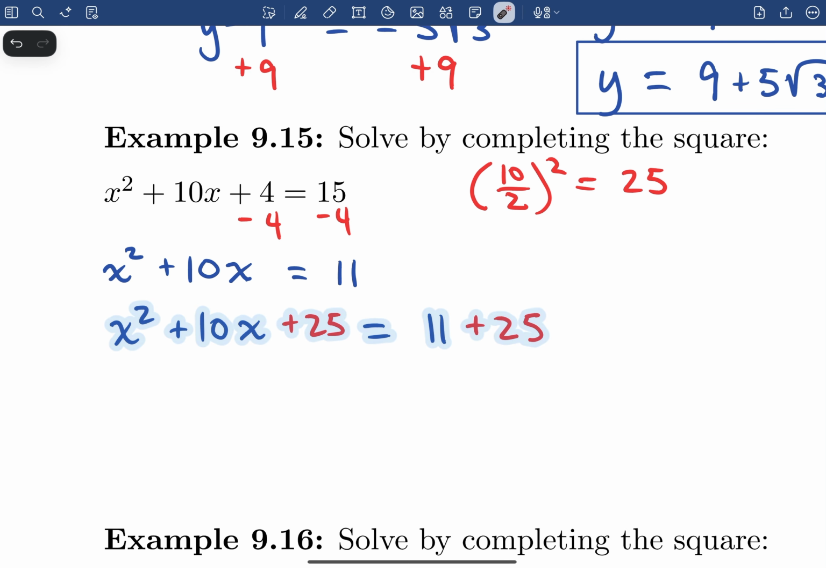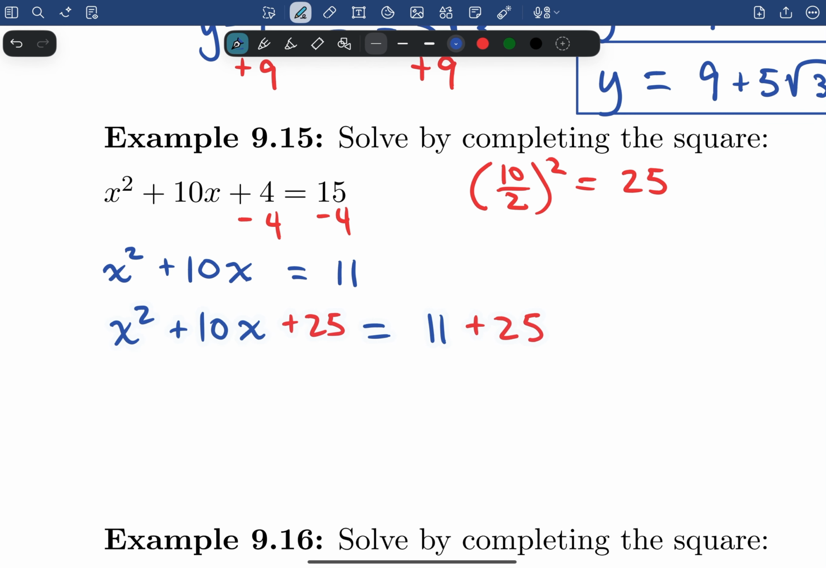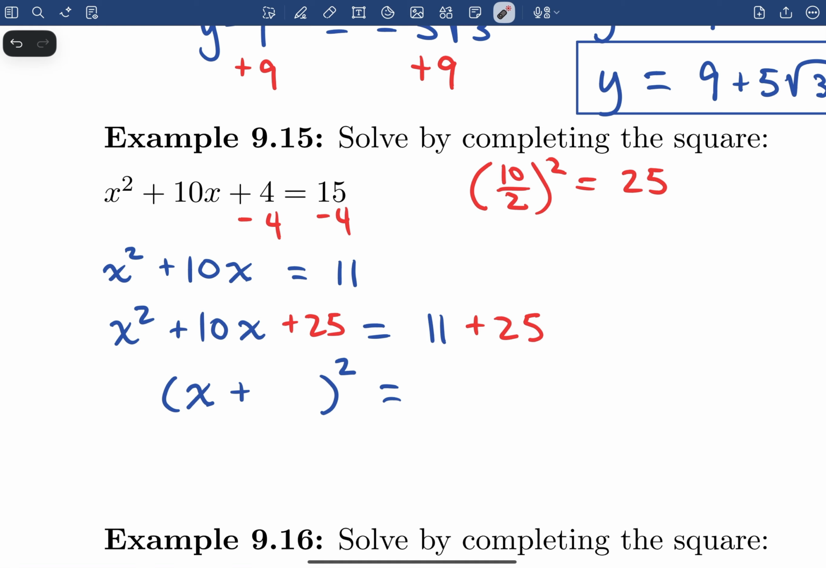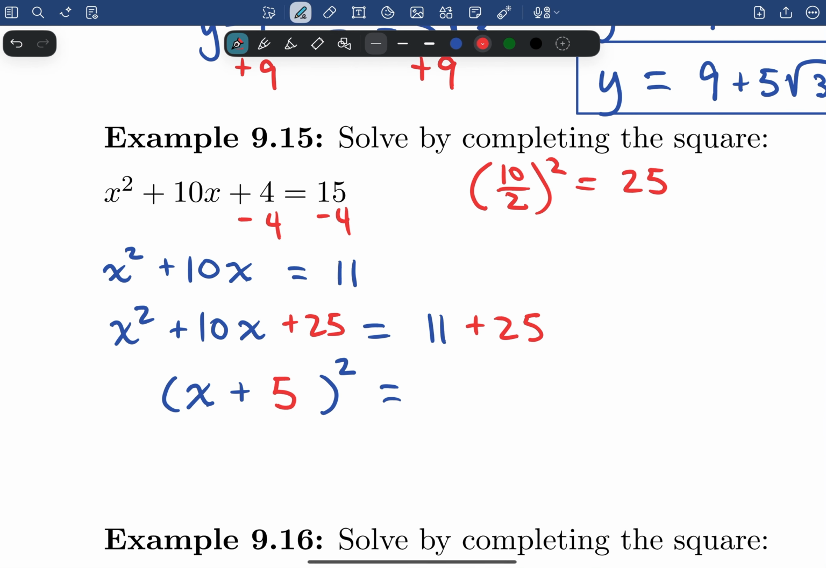And what I've just created is a perfect square trinomial, and I can factor it to a binomial squared. So I will factor this side to a binomial squared. It's going to be x plus something squared. Okay? And what goes here? Students always ask. Well, that's b divided by 2. Whatever b divided by 2 is, 10 divided by 2 is 5. And so I put 5 right there. Okay, that's what goes there. Now 11 plus 25 is 36.